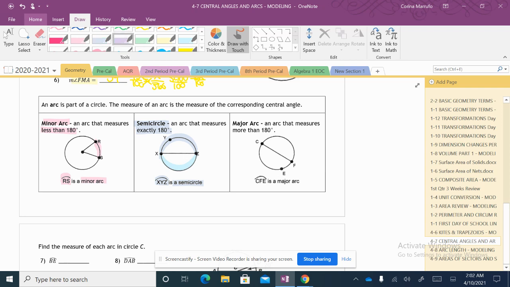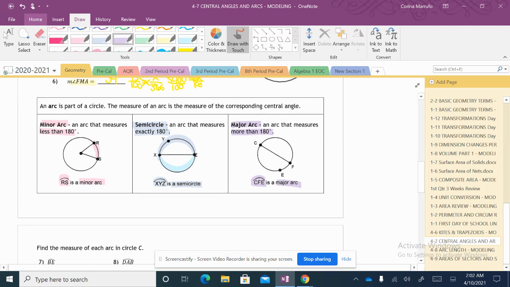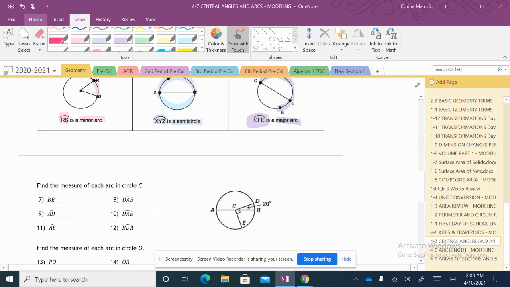Okay, then we have our major arc. A major arc is an arc that measures more than 180 degrees, so it's going to be more than half a circle. In this case, they have arc CFE, so they use 3 letters to tell you that it's bigger, and it is considered a major arc. You have to go from C to F first. We can't go C to E first. We have to go in the opposite direction because the F comes first. So C to F to E, in the way that they labeled it here. This is your major arc because it's more than 180 degrees.